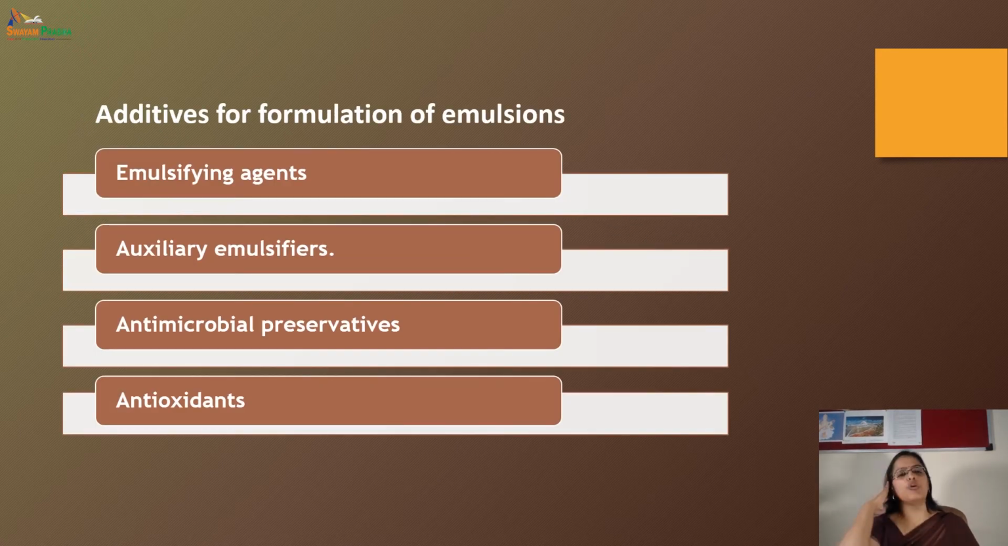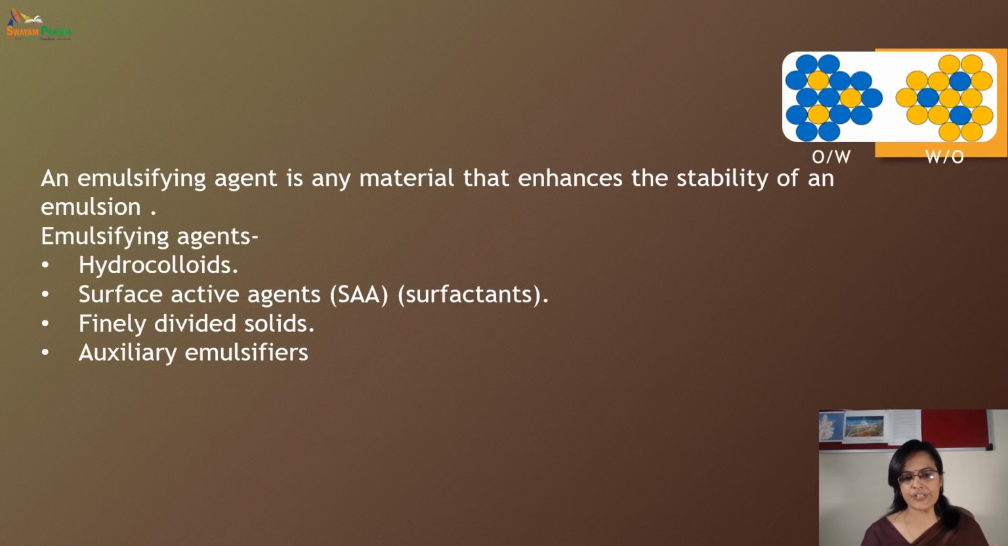Now, additives for formulation of emulsion. Emulsifying agents, auxiliary emulsifiers, antimicrobial preservatives and antioxidants are used in the formulation. Now, what is an emulsifying agent? An emulsifying agent is any material that enhances the stability of an emulsion, and it helps in the formation of an emulsion. Emulsifying agents are hydrocolloids, surface active agents, finely divided solids and auxiliary emulsifiers.